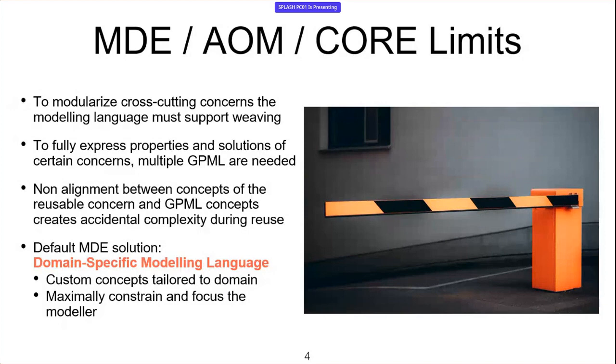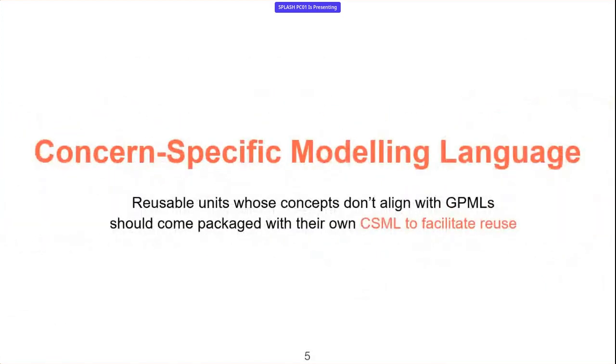It has been very successful in the past, and the main message of our paper is we should do exactly that also when we build reusable units. So we call those concern-specific modeling languages. So these are languages that you're building specifically for some entity that you want to make reusable. You're building a language for it so that you will be able to streamline its reuse maximally. So that is the main message of this talk.